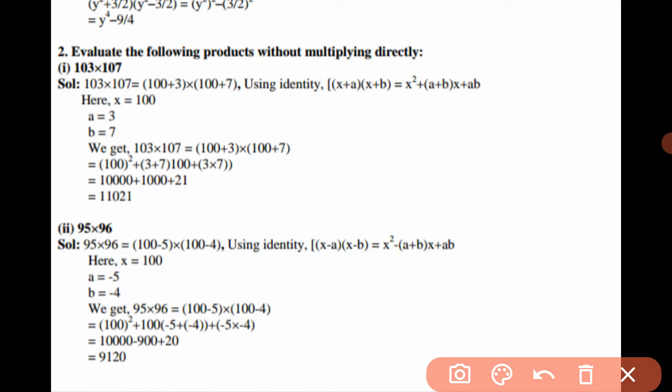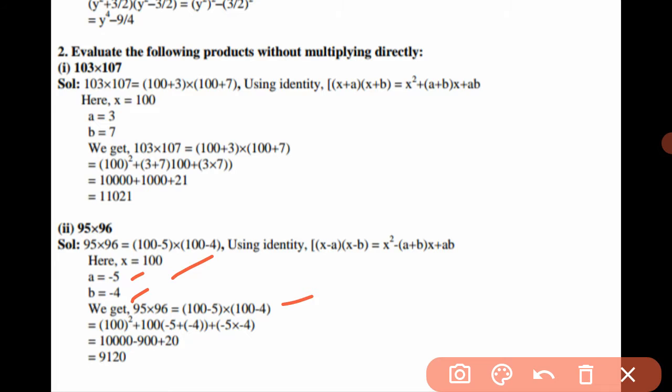In second part, 95 into 96. So 95 can be written as 100 minus 5 and 96 can be written as 100 minus 4. Now by using identity, (x minus a)(x minus b) equals x square minus (a plus b)x plus ab. Now in this, value of x equals 100, value of a equals -5, value of b equals -4. So here we get 95 into 96, that is (100 minus 5) into (100 minus 4).